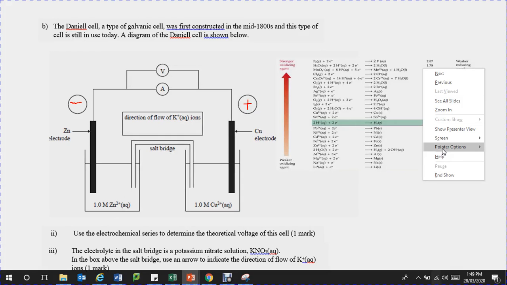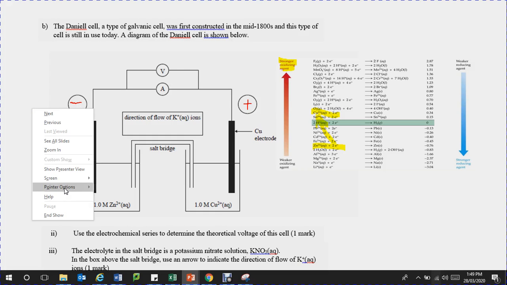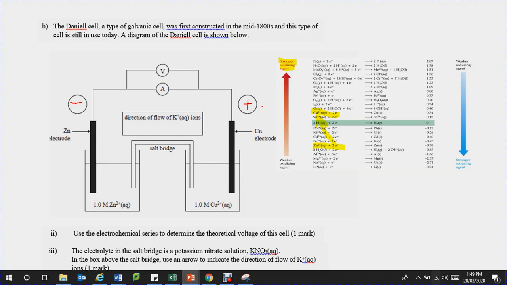So if we have a look at our electrochemical series, we've got copper here and we've got zinc. So remember, as we go to the top of the electrochemical series, we've got the stronger oxidizing agent. Stronger oxidizing agents will undergo reduction. Copper will be reduced and our zinc will undergo oxidation. So remember it's occurring this way. And that's how we will know, if we can't remember, that our zinc is at the anode because zinc will undergo oxidation and our copper is at our cathode.